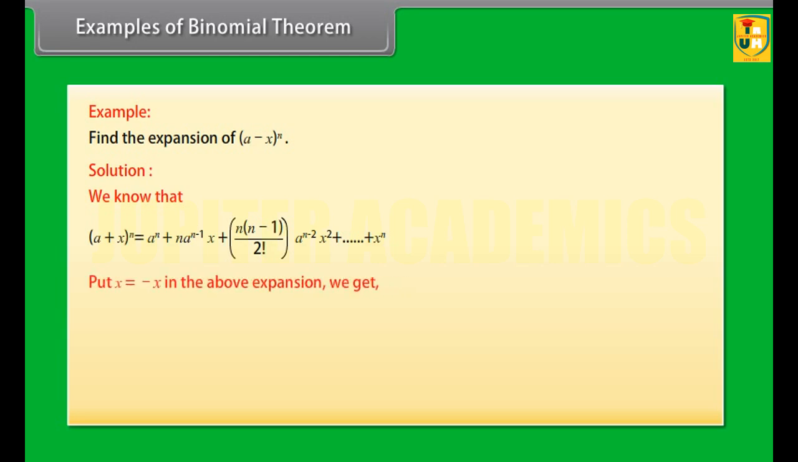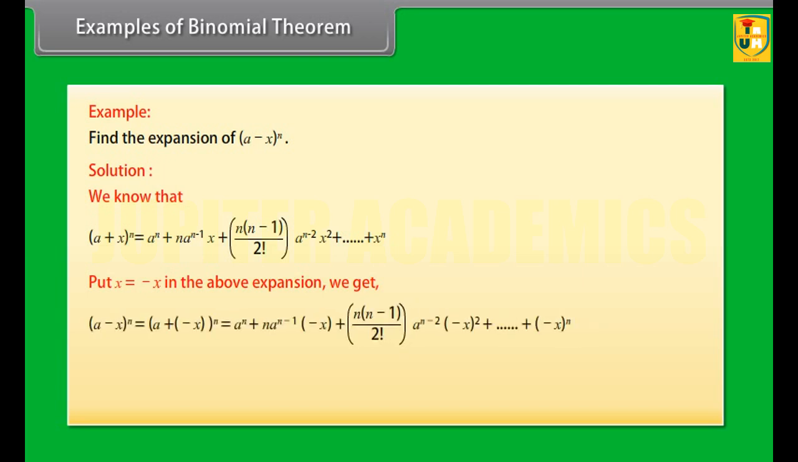Examples of the binomial theorem. Example: find the expansion of (a - x) raised to power n. Solution: we know that (a + x) raised to power n is equal to a^n + nC1 a^(n-1) x + n(n - 1)/2! a^(n-2) x^2 and so on up to x^n. Put x equal to minus x in the above expansion.